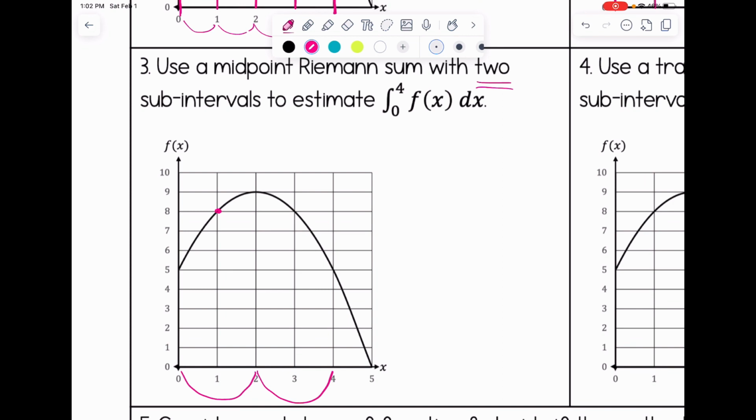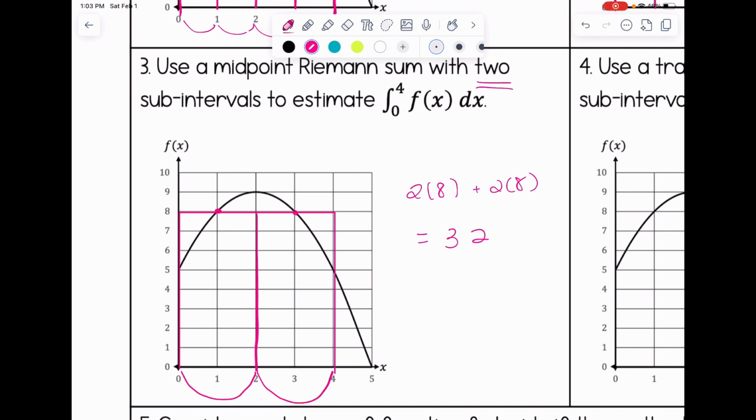So I'm going to find f of 1, and that's where I'm going to draw basically the top side of my rectangle. And then from 2 to 4, 3 is in the middle, so I'm going to use that to draw my rectangle. And now we're going to find our area. So the area would be 2 times 8 plus 2 times 8, or 32. So remember again, Riemann sums are ways to estimate the area under the curve.